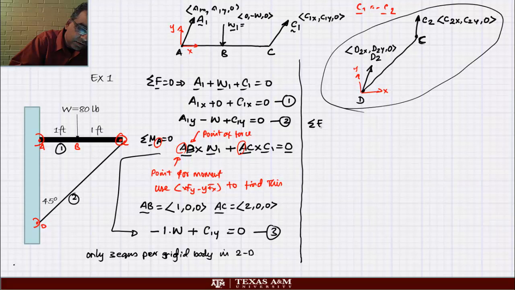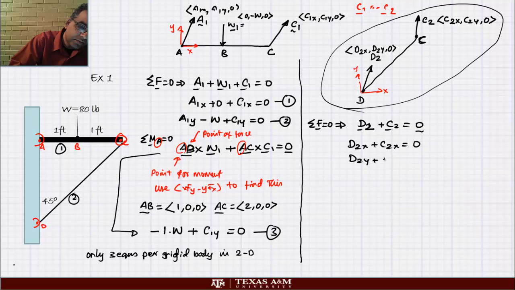Summation of all the forces equal to 0 gives me D2 plus C2 equal to 0. That gives me D2x plus C2x equal to 0, and D2y plus C2y equal to 0. So this is equation 4, equation 5. I will need one more equation.